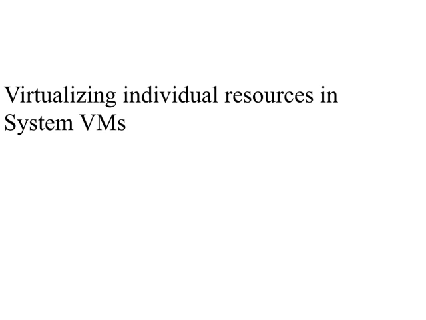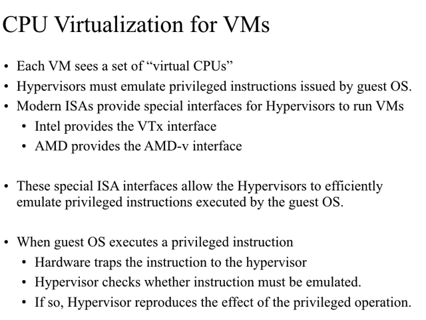So next we will look at how individual resources are virtualized in system virtual machines. We'll look at CPU, memory, and IO virtualization. So let's start with CPU virtualization. Here the goal is that every VM should see a set of virtual CPUs. So when a guest operating system fires up, it normally asks the BIOS how many CPUs are there, what are their properties, and so forth. Similarly, a hypervisor has to provide this information for a guest operating system.